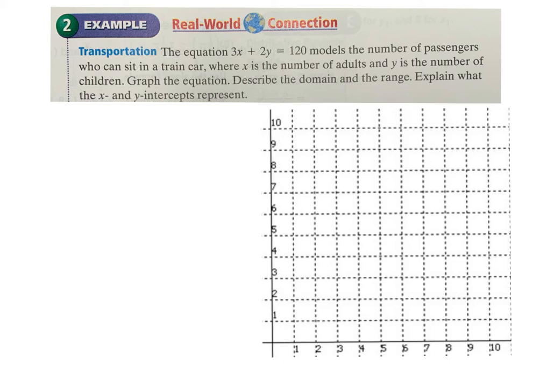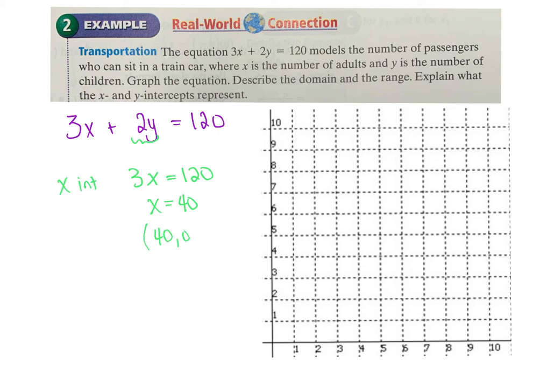So when I'm solving for my intercepts, I have this 3x plus 2y equals 120. If I want to solve for my x-intercept, I want to make my y 0. Well, if I make my y 0, I simply have 3x equals 120. So how do I solve for what my x is here? Divide by 3. So what is x? 40. So my x-intercept is going to be 40, 0.